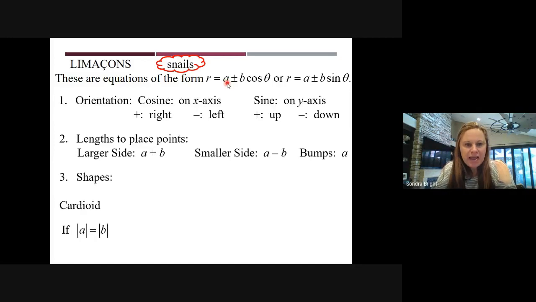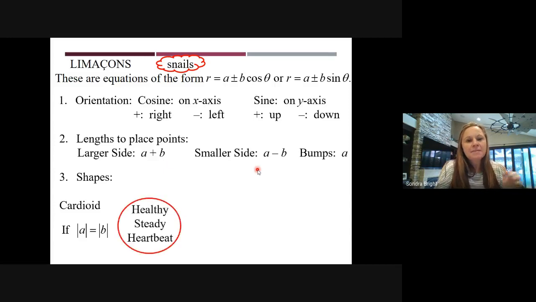There's a couple different shapes. Well, there's 4 different shapes. First one is cardioid, and that's when A is equal to B. And you can think of a nice, steady heartbeat, right? As long as you don't have arrhythmia or something, you've got a nice, steady heartbeat. So when A is equal to B, it looks kind of like a heart with a flattened out butt.